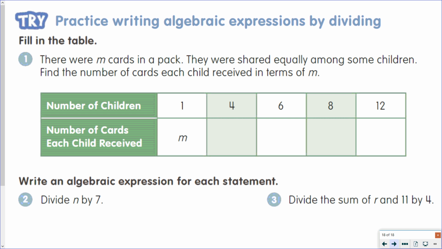So if we have M cards in a pack and they were shared equally among some children, find the number of cards each child receives in terms of M. So if we have M cards in a pack and we have 4 kids, we're going to divide M by 4. If we have 6 children, we're going to divide M by 6. If we have 8, we're going to divide M by 8. If we have 12, we're going to divide M by 12.